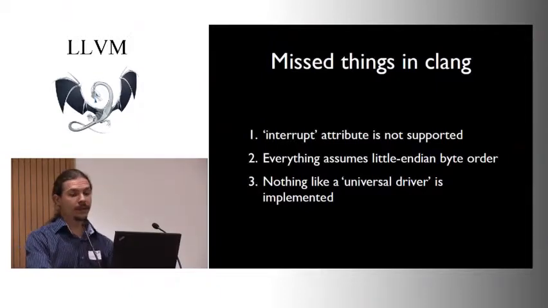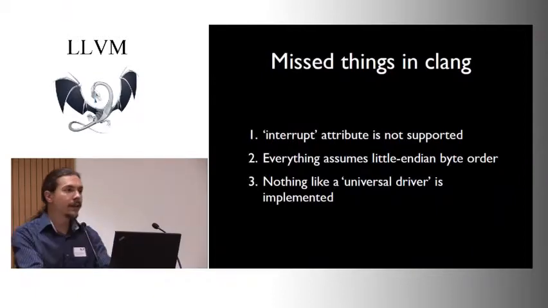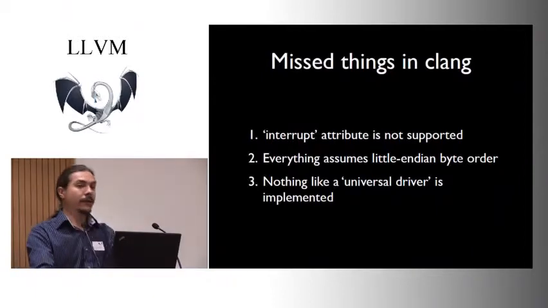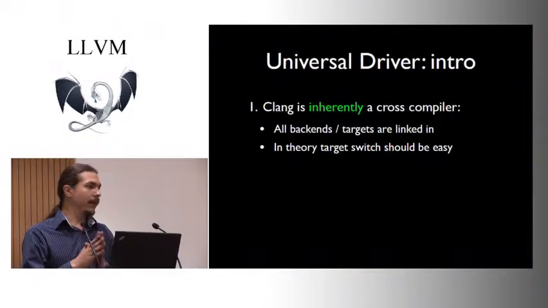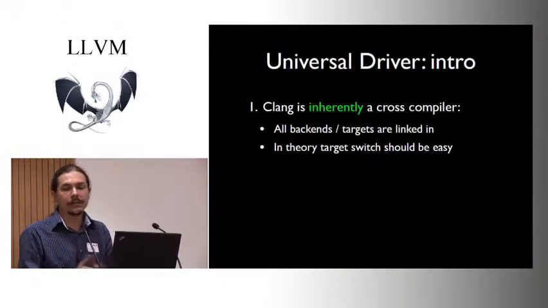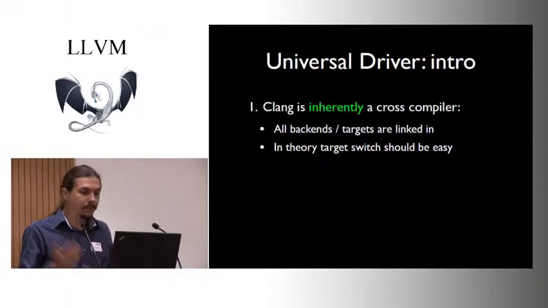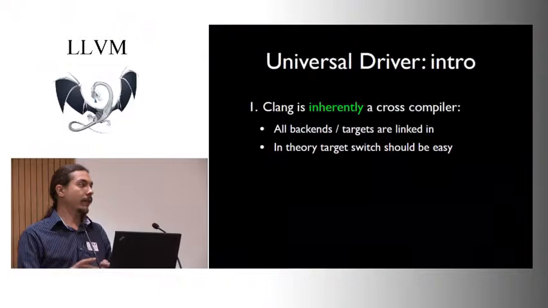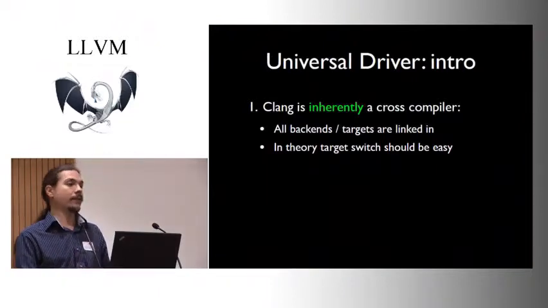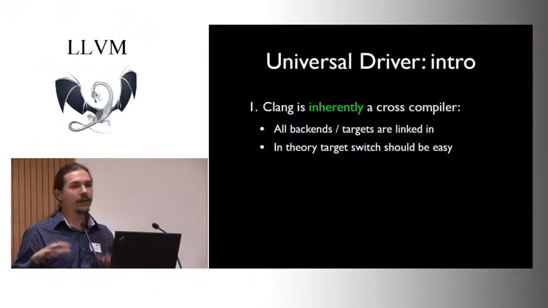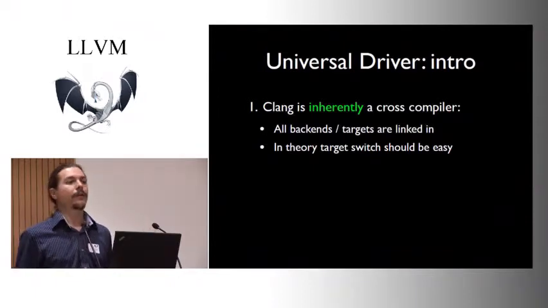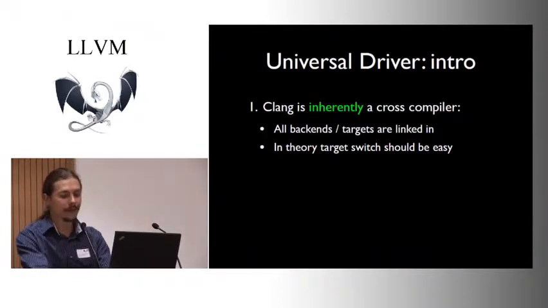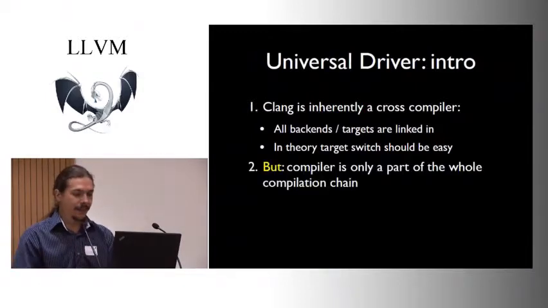Okay, what's the universal driver? As you might know, Clang is a cross-compiler by design. Since all of the backends, all the targets, are simply registered, you can just link the stuff in and have a new target. In theory, cross-compilation with Clang should be easy. Just select some other target and you're done. However, this is only theory, and practice is much more hairy, I'd say.